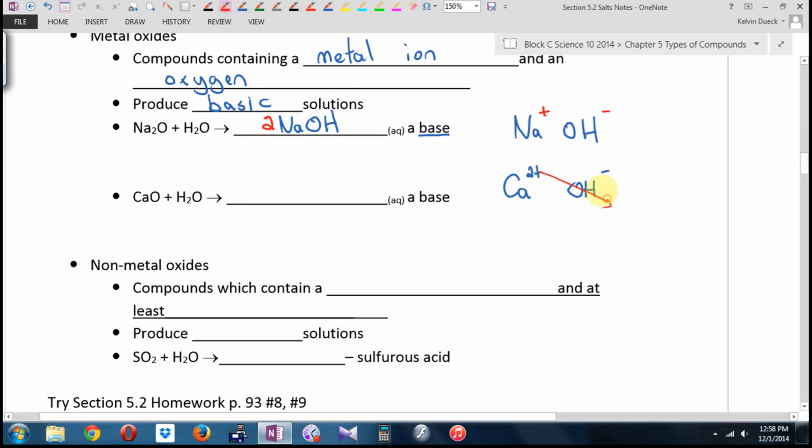When we crisscross, we're going to get calcium, OH, and in brackets, what number will I have down here outside of the brackets? 2. Now we balance. How many calciums on the left? 1. How many calciums on the right? 1. How many O's on the left? 2. How many O's on the right? 2. How many H's? Oh, you know what? It is balanced.